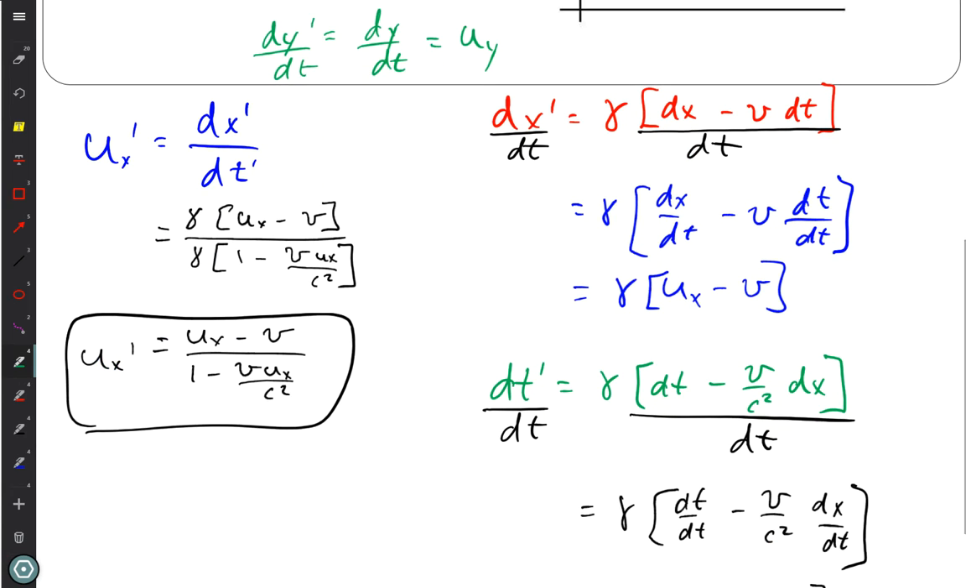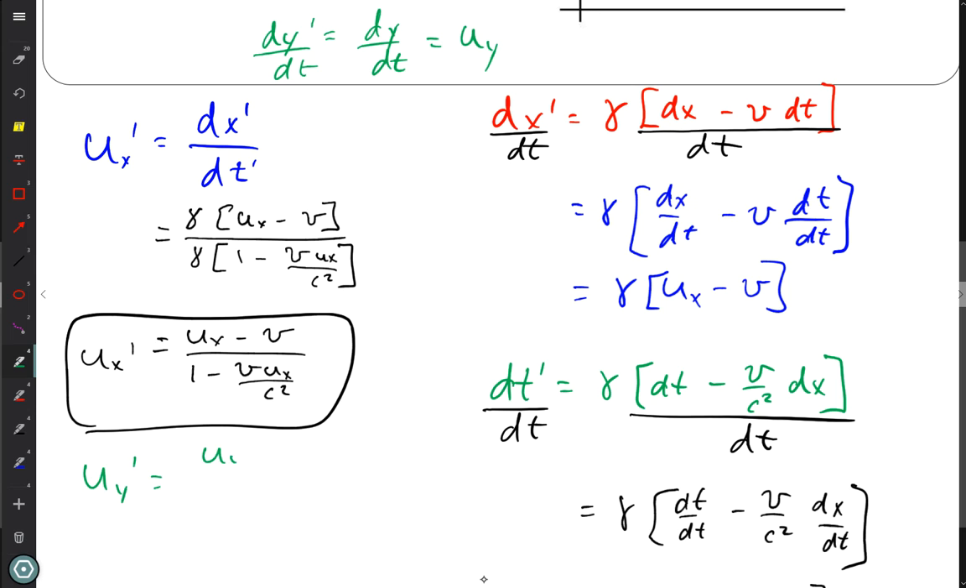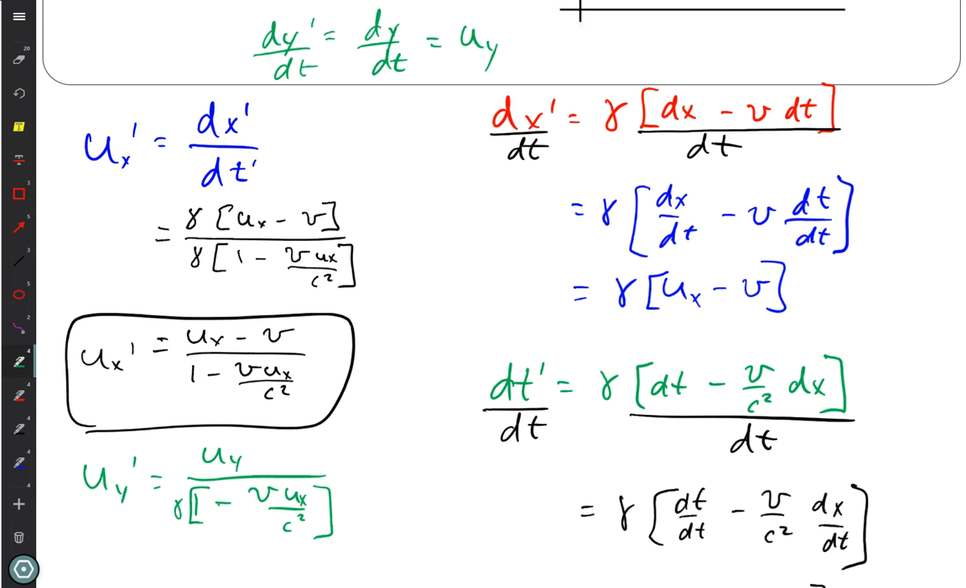So that means that u of y prime is going to be what we just calculated, uy on top, and on bottom, gamma times 1 minus v ux over c squared. Notice my gammas don't cancel anymore. I don't have a gamma on the top. I'm done. That is my equation for transforming perpendicular velocities.